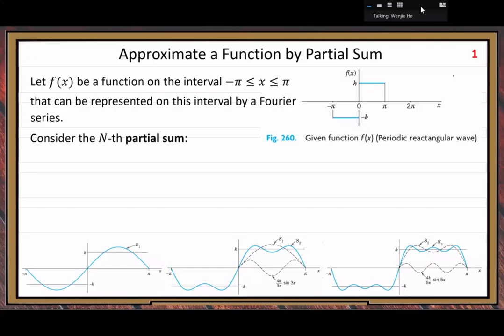This time we study the nth partial sum, with capital N. We only take the first few terms like this. The equal sign is approximately equal. But we want to study how large the error is. There is a difference; how large is that difference?